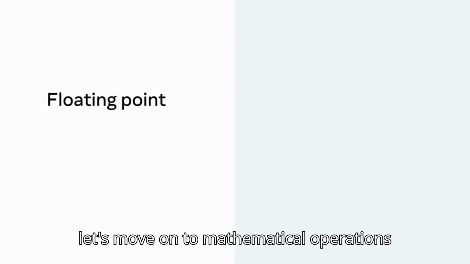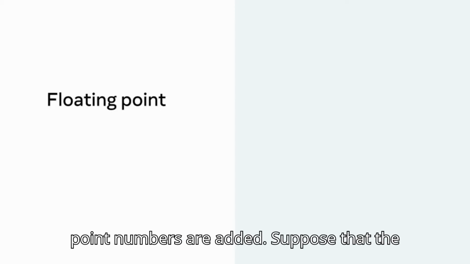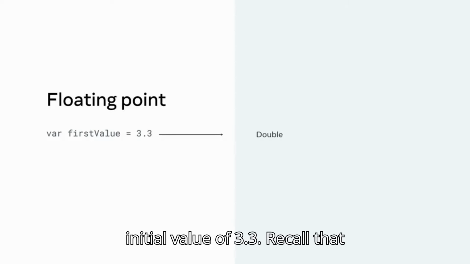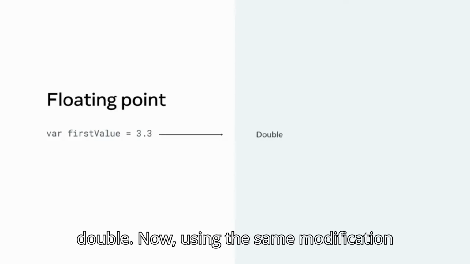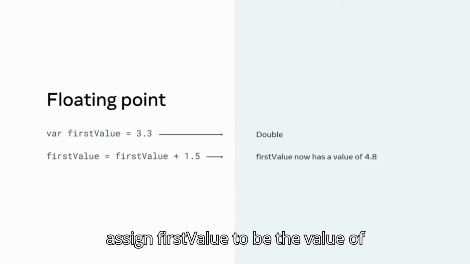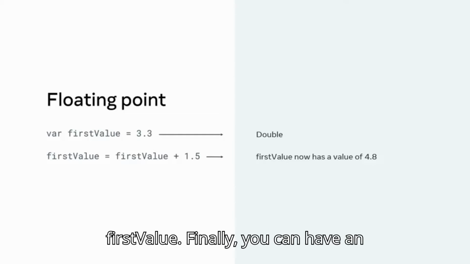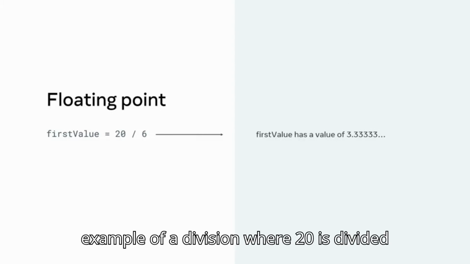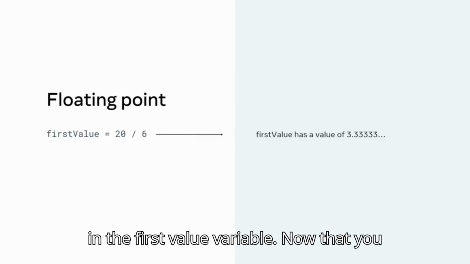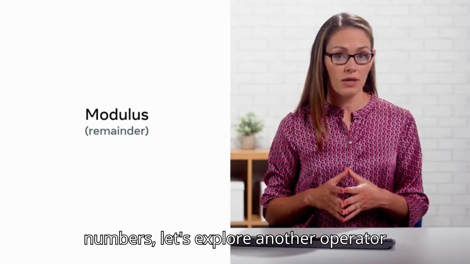Okay, let's move on to mathematical operations with floating point numbers now. You will explore an example where two floating point numbers are added. Suppose that the firstValue variable is assigned an initial value of 3.3. Recall that this will be inferred by Swift as a double. Now, using the same modification sequence you learned earlier, let's assign firstValue to be the value of firstValue plus 1.5. This will now store the value of 4.8 in firstValue. Finally, you can have an example of a division where 20 is divided by 6, returning a result of 3.3 in the firstValue variable.